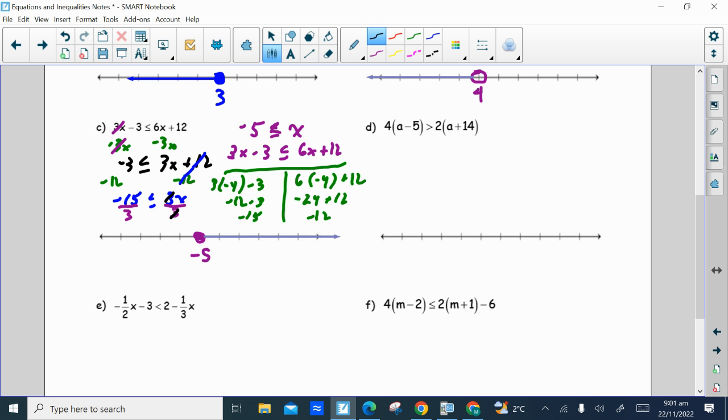Question D, the first thing I would do there is multiply out the brackets. 4a take away 20 greater than 2a plus 28.